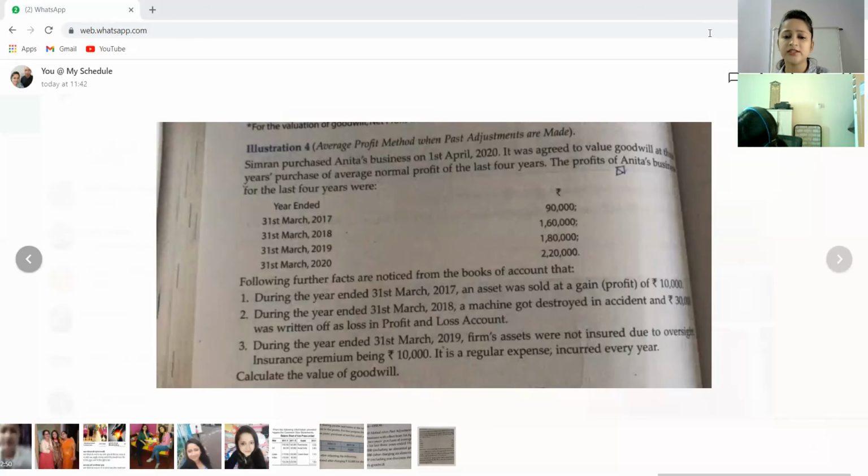Now, during the year 2018, a machine got destroyed in an accident and 30,000 was written off in the PL. So what is this? It is an abnormal loss. So what will we do? Add it. Add abnormal loss in the year 2018 by 30,000.